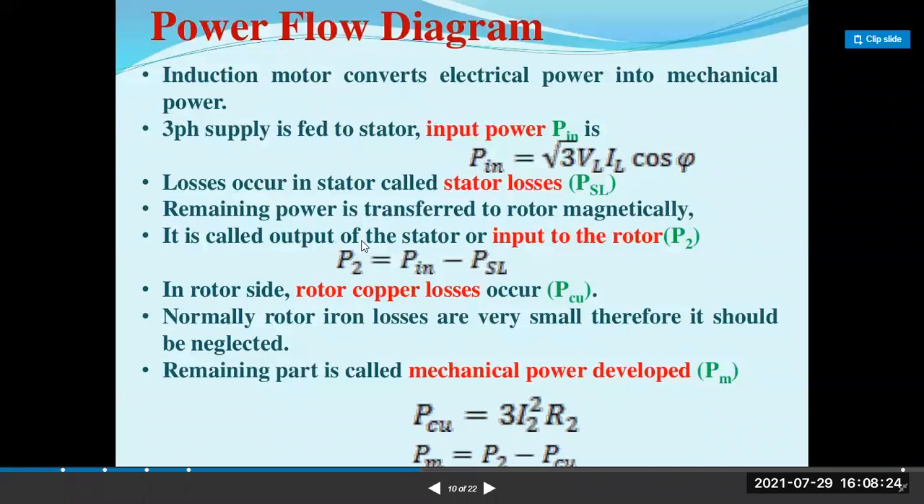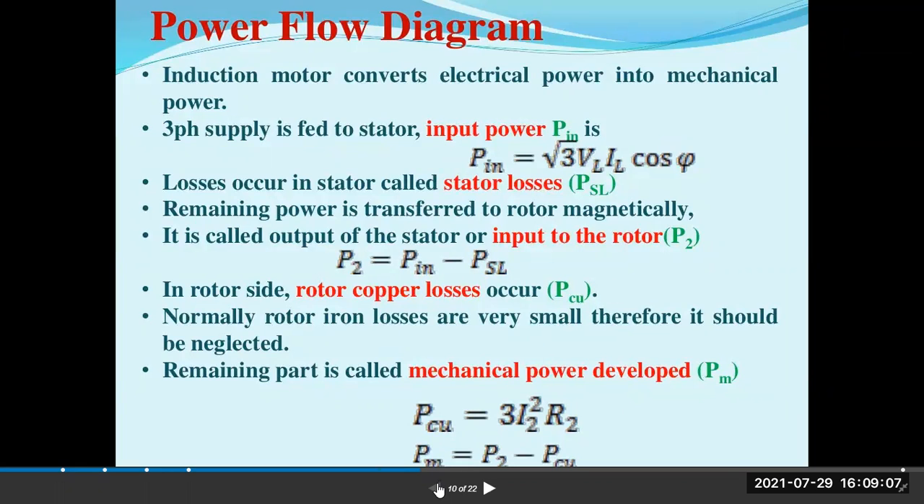Now after reaching this power P2 in the rotor part, this will also create some losses in the rotor part. There is a core loss, and then there is a copper loss in the rotor part. When you subtract the rotor copper loss from this P2, you will get the output power. There will be two types of losses, rotor copper loss and rotor iron loss, as in the stator part. But rotor core loss, or iron loss, is very, very small, so it can be neglected. So in the rotor part, there is only one loss.